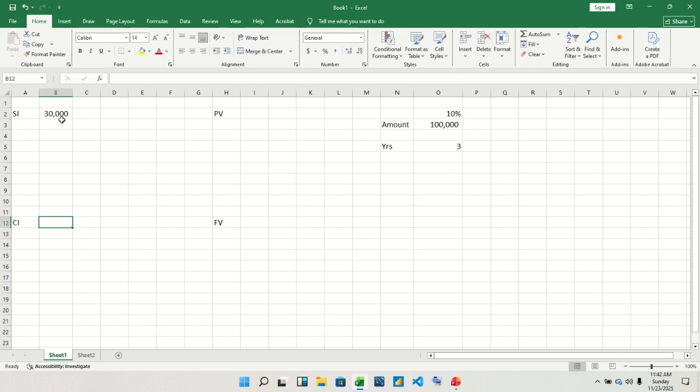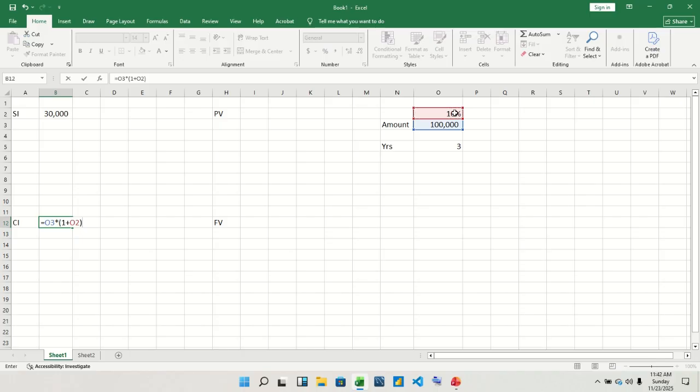So as you can see, this particular one in 3 years time, if it is simple interest, will be 30,000. Using the same data, let's do the compound interest and see the interest we will earn at the end of 3 years. So we simply come here, type equals to, then select the principal, which is the amount, then we multiply. After that, we open our parentheses, then we say 1 plus the rate. The rate is 10%, so we click on the rate and close our parentheses.